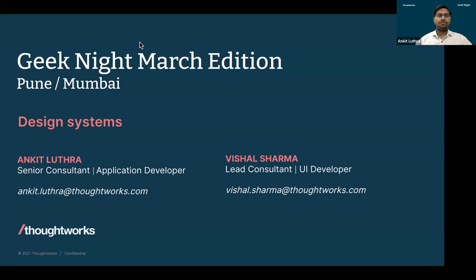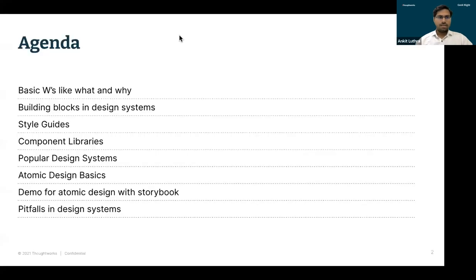Yeah. Cool. So in this March edition, we'll talk about design systems, and I'll walk you through the agenda. For the next 1 hour, we'll talk about the basic W's for design systems: what, why, how, and some of the building blocks in design systems, a glimpse of style guides, then going through component libraries, and coming to popular design systems in the market. We'll also go through one exercise for component bifurcation, followed by atomic design basics, and then Vishal will walk us through a demo for atomic design with Storybook. And we'll end with design guilds and the pitfalls that we should avoid in design systems.